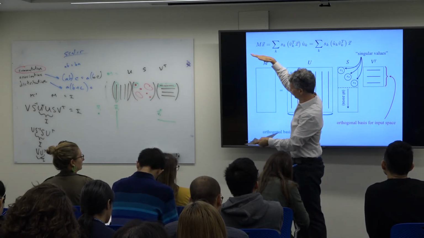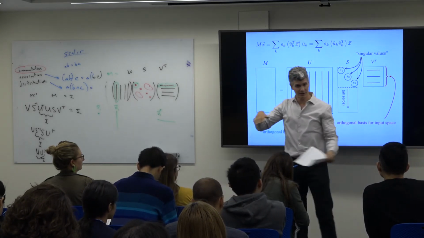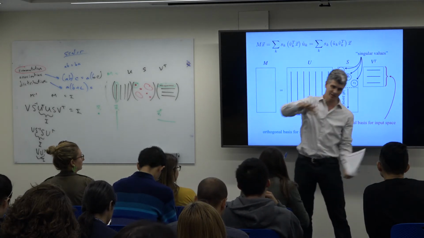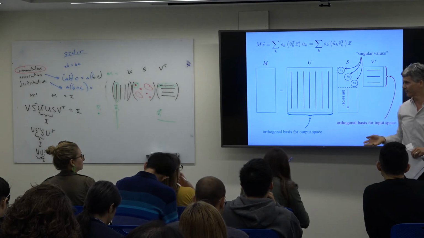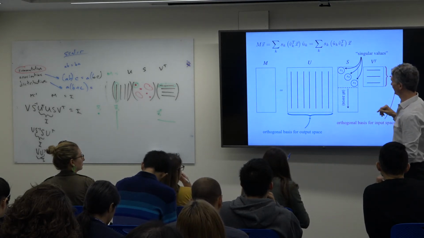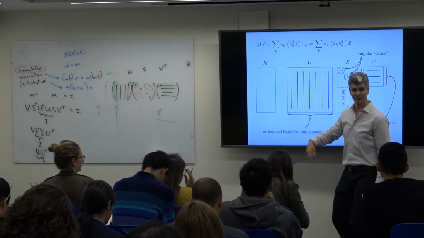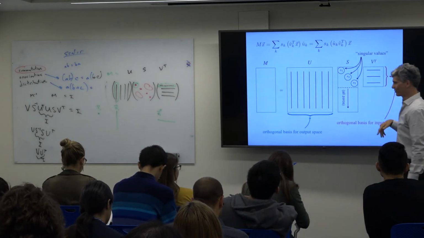If it was the other way around, if this was a short fat matrix, it would be taking a big input space and squeezing it down into a smaller output space. That matters a lot, and we'll see it now. So here's this case where we're going into a bigger space. How does it actually work?